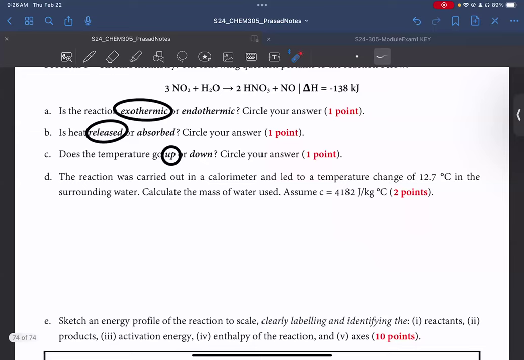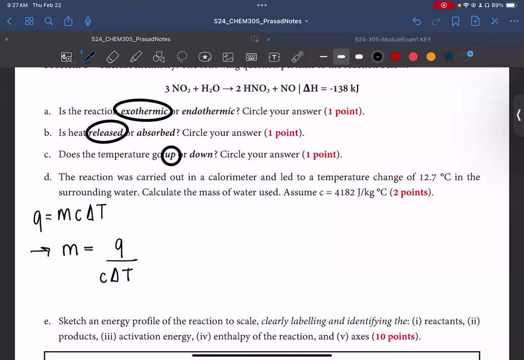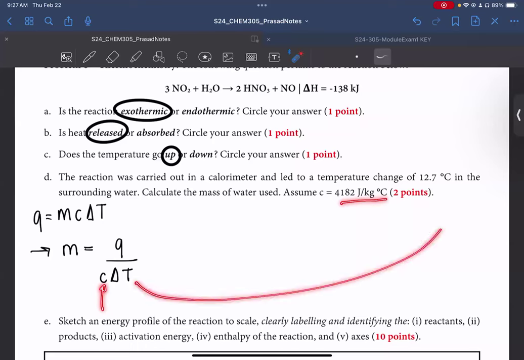The reaction was carried out in a calorimeter and led to a temperature change in the surrounding water. Calculate the mass of water used and assume that C. The formula is mCΔT, and we are being asked to find the mass. Therefore, we can change the formula around to give us Q over CΔT. We are told what C is. We're given the information for temperature. But have I given you any information about the energy of the reaction?